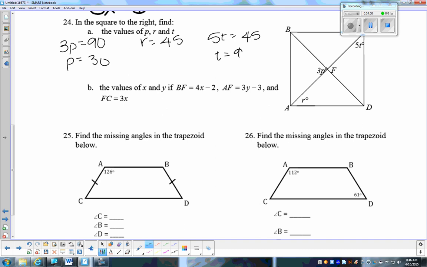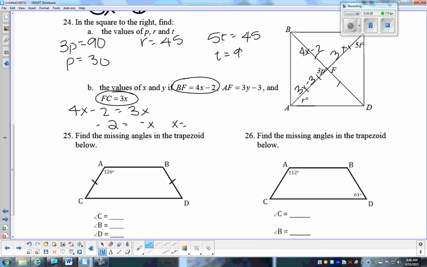For B, the values of x and y, if BF is 4x minus 2, AF is 3y minus 3, FC is 3x. I know all of these little pieces are congruent. So to find x, I'm going to take BF and FC. So I get negative 2 equals negative x. So x is 2.